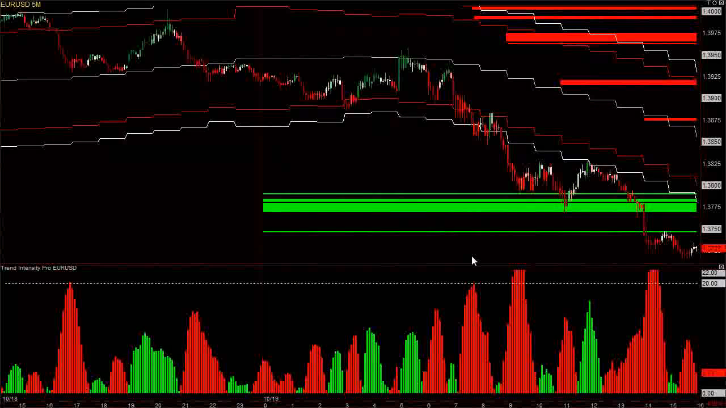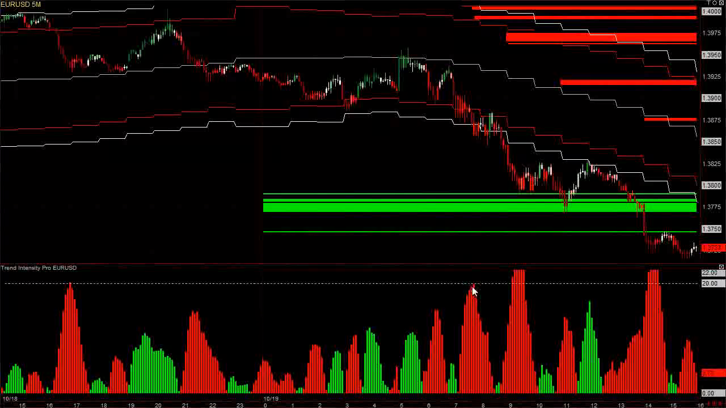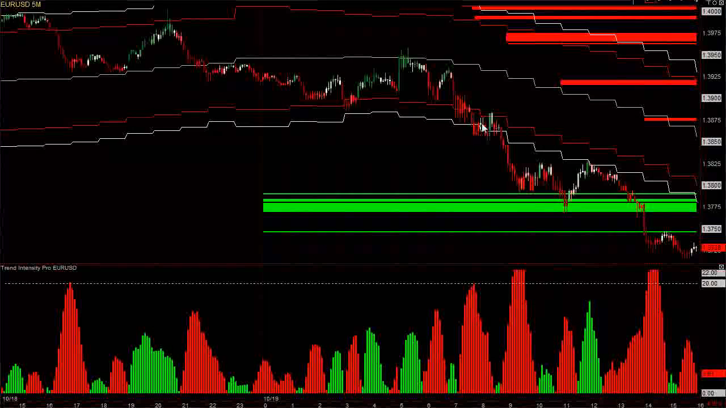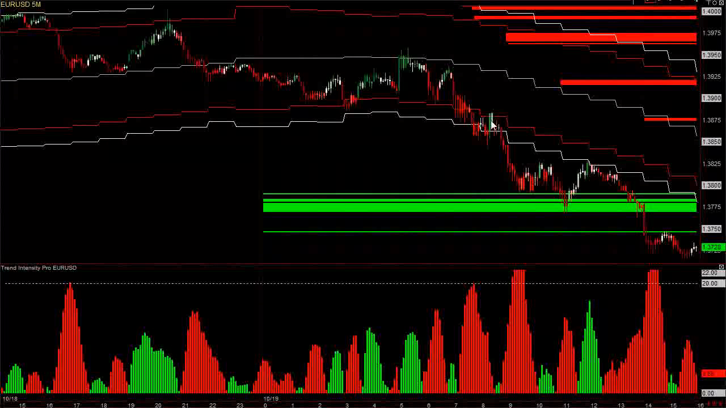Here's a euro dollar, and right here at 7:30 to 8 o'clock we had extreme weakness. Now, typically you want to find a pullback up, but the market didn't pull back in this case. It went sideways for 30 minutes to an hour, and like I said before, one of our entry methods is once the market does go sideways for 30 to 60 minutes or more, the longer the better.